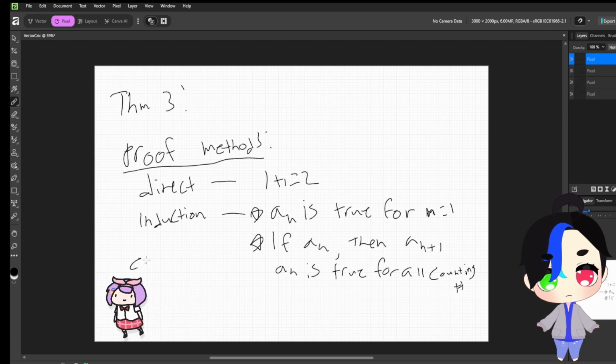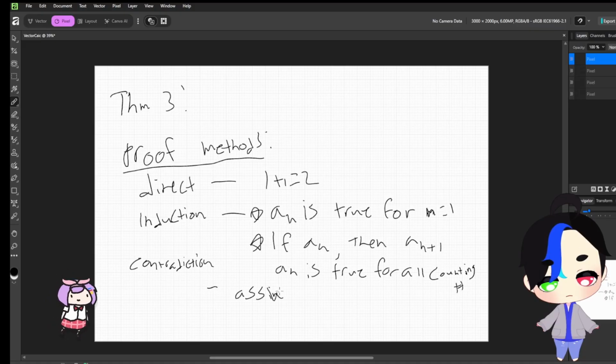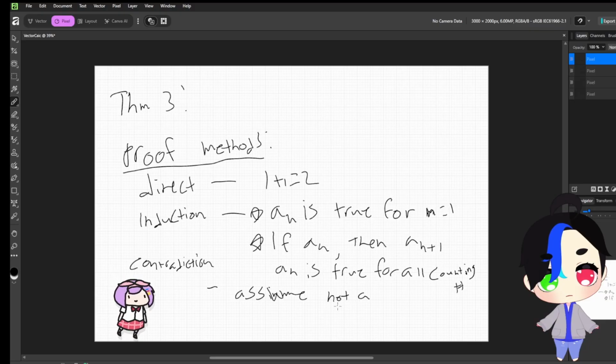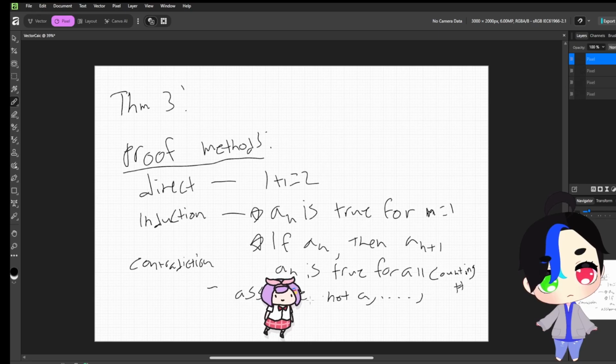You also have proof by contradiction, aka the fun one. You assume not A. You do the logical consequences of assuming that A is false. And then you end up getting a logical contradiction somewhere, so you can say, all right, I hit a contradiction, therefore A must in fact be true.